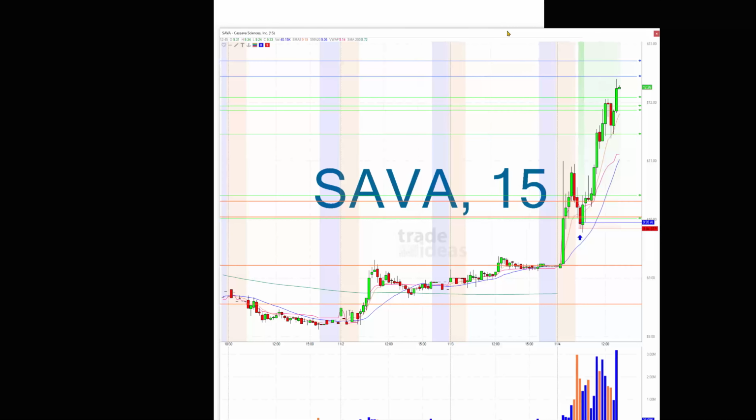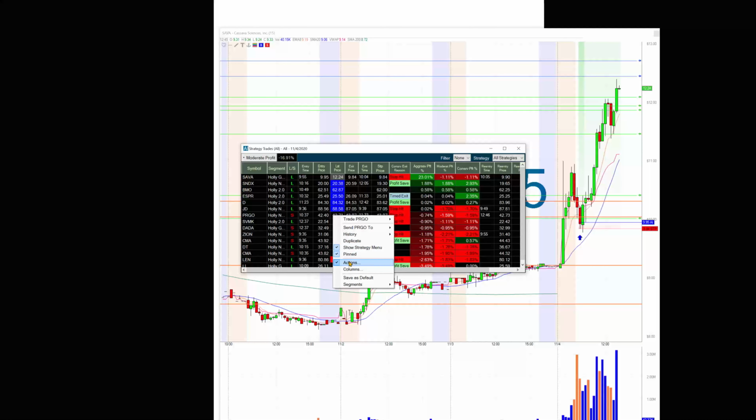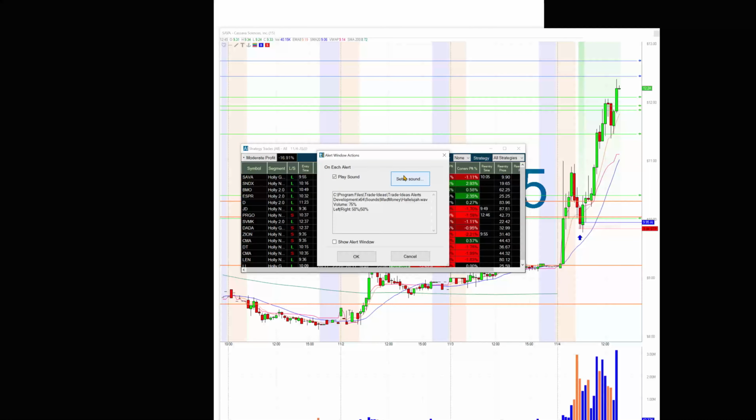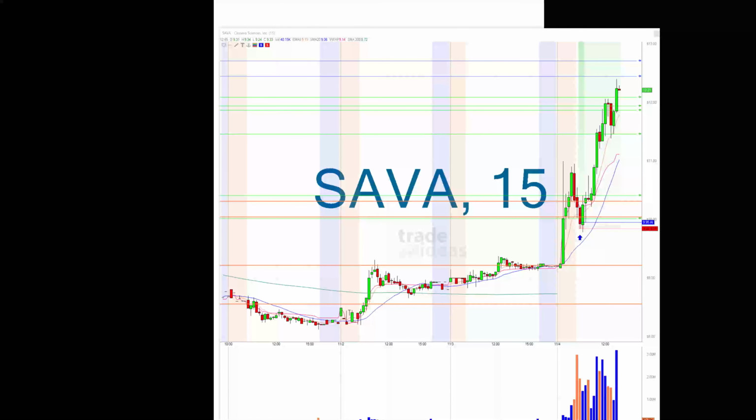So that was SAVA, and that's why I'm always saying, if you don't have these columns, you should, at the very least, have the reentry time and reentry price, and you actually get an audible alert. It's the same alert that you get. You can set the audible alert right here. Actions, play the sound, set up the sound, just follow this. So on a reentry, you will get the same alert as you do for the other ones, so you won't miss it.